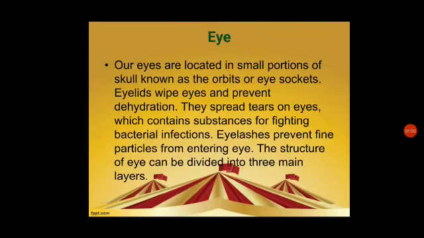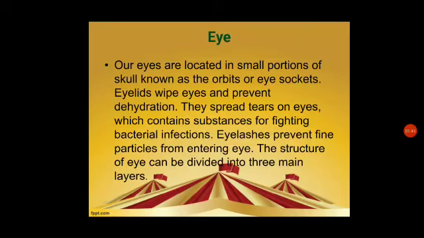And today we will discuss the eye, which is the main receptor of the human body to see around. Our eyes are located in small portions of the skull known as orbits or eye sockets. Eyelids wipe the eyes and prevent dehydration. They spread tears on the eyes which contain substances for fighting bacterial infections. Eyelashes prevent fine particles from entering the eye. The structure of the eye can be divided into three main layers.